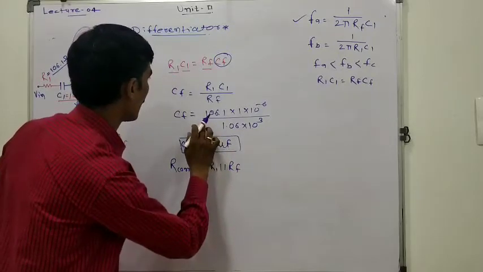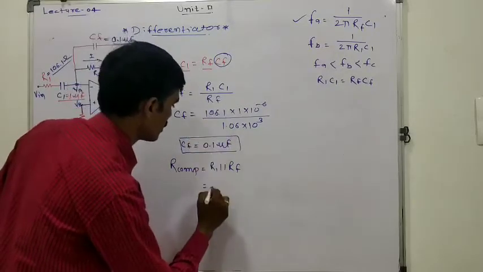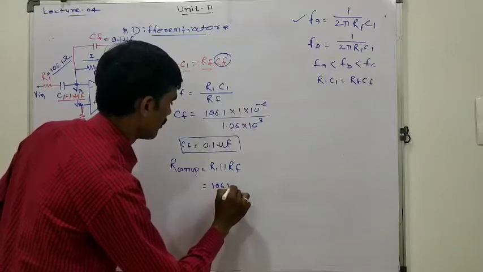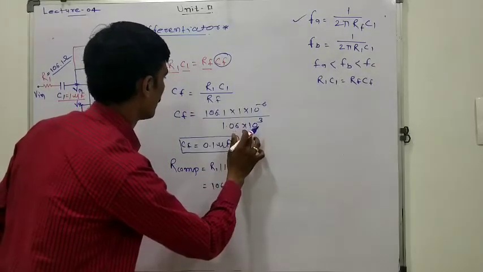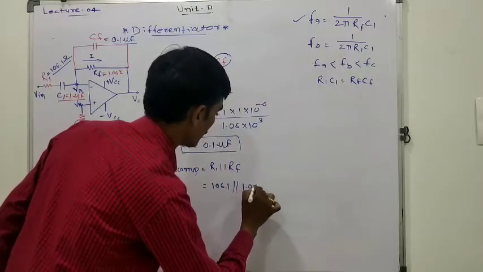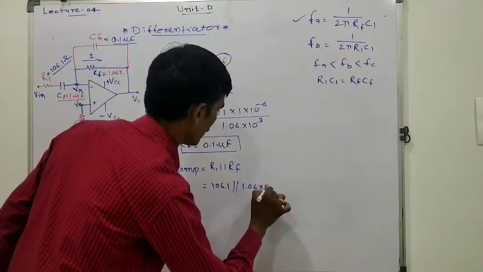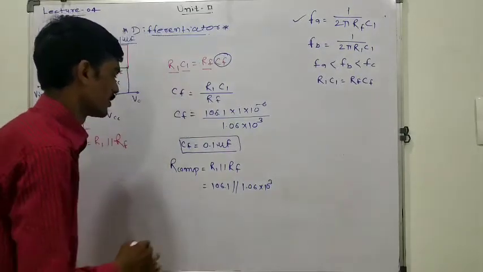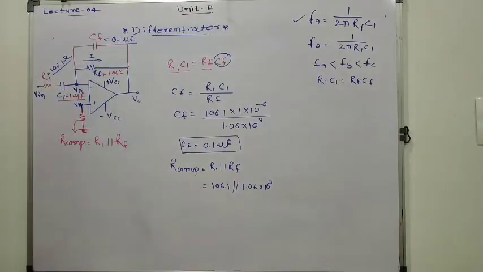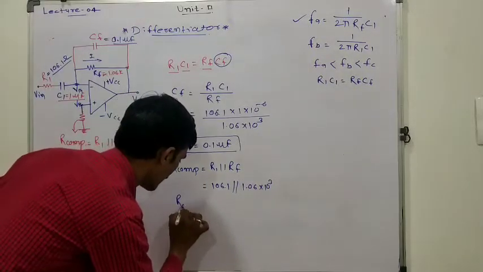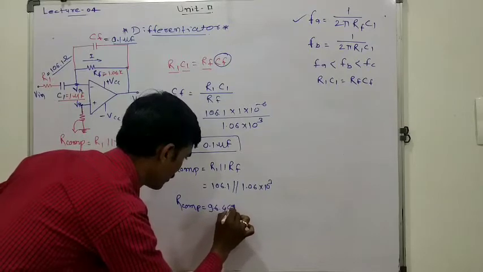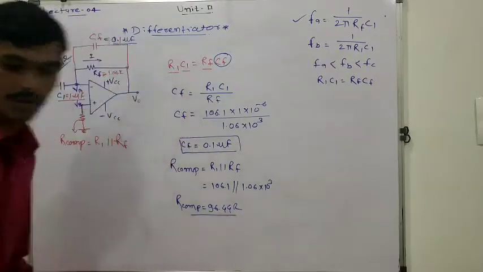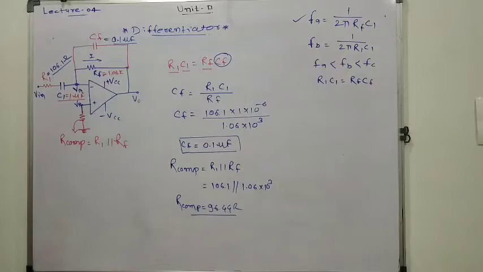So we know the value of R1. R1 is 106.1, and RF is 1.06 times 10 to the power 3. So just take the parallel combination, it will be 96.44. So R compensating is 96.44 ohms. So this is the value of R compensating.